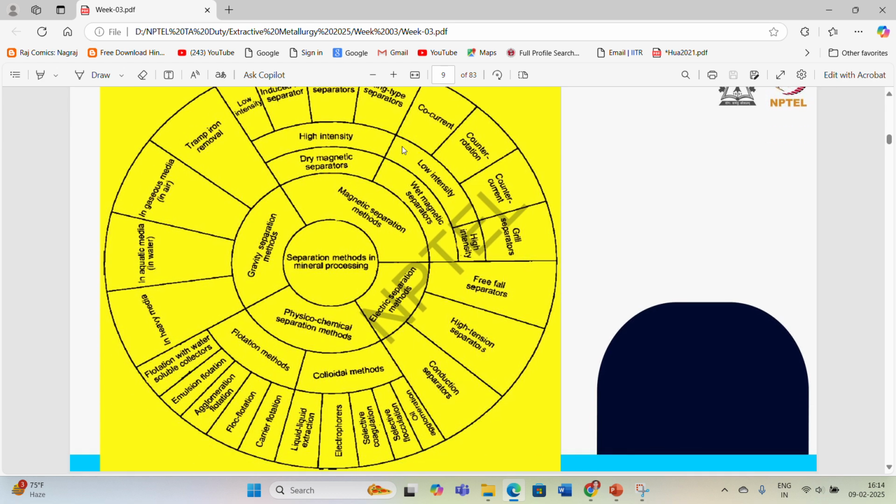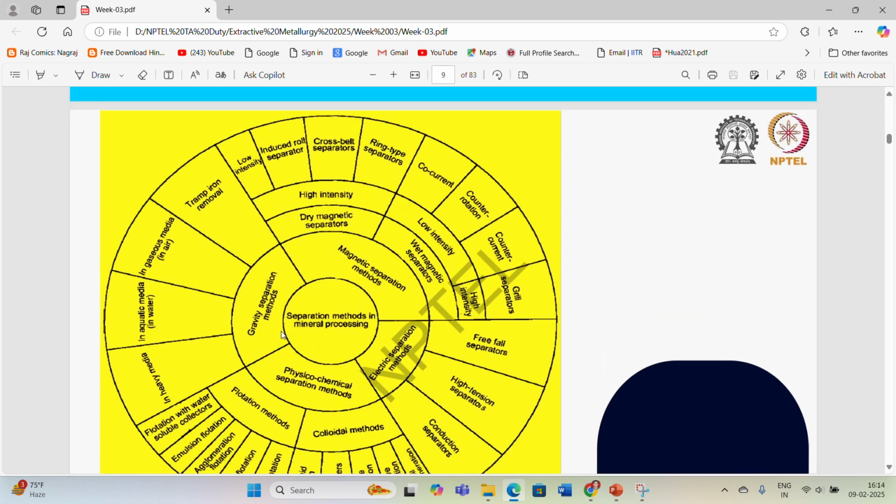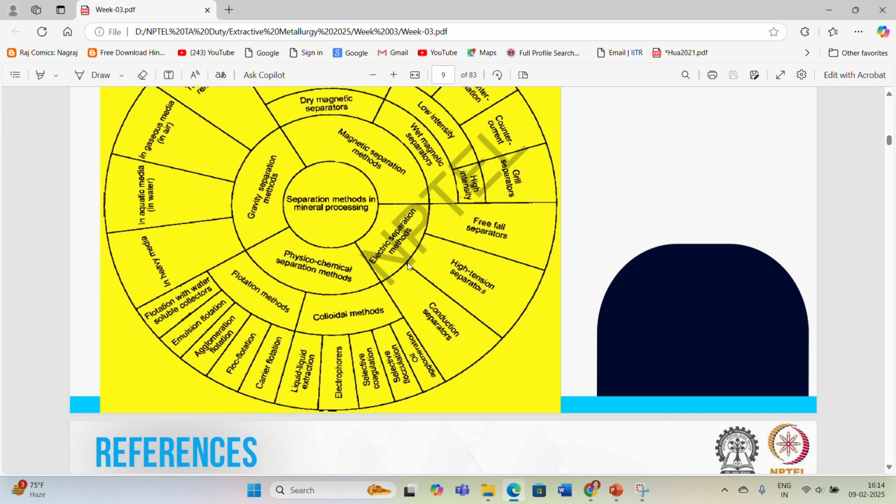So there are some separation methods. Based on the lectures, we can divide different separation methods, like gravity separation methods, which generally include aquatic media or heavy media density separations. Then there are magnetic separation methods, which generally go like low intensity magnetic separation processes or high intensity magnetic processes, which can be applied in dry state or in wet state also. Then there are electric separation methods like electrostatic separation and eddy current separators. Then free fall or high tension separators are there.